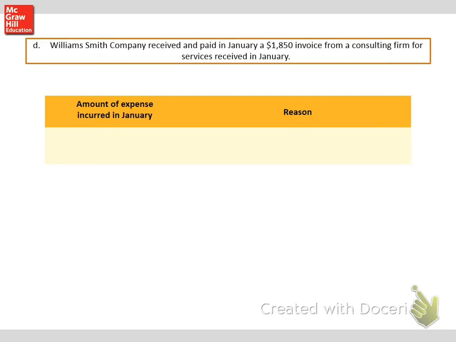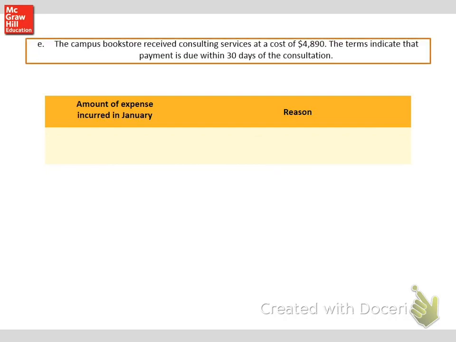William Smith Company received and paid in January an $1,850 invoice from a consulting firm for services they received. So they received the services. They didn't provide the services; that would be revenue. They received the services in January. So is that going to be an expense in January? Yes. So it's going to be services received in January, $1,850. What's going to be the journal entry? Yep, consulting expense and cash, because they paid it in January.